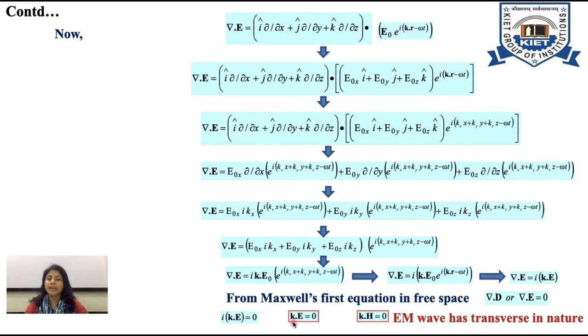When E and k are perpendicular to each other, and H and k are perpendicular to each other, then the EM wave has transverse nature.